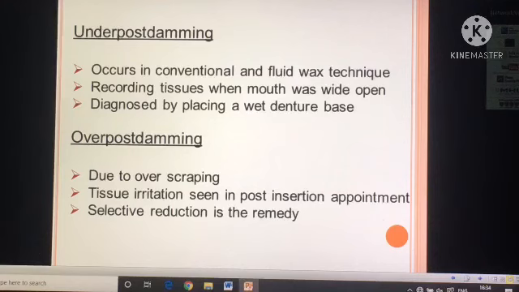And this under post damming can be diagnosed by placing a wet denture base into the patient's mouth. Once you place it, place a mouth mirror at the posterior border and look for any air bubbles escaping. If there is an air bubble, that means there are minute spaces present. So you have to correct it. In over post damming, due to over scraping of the master cast, there is increased depth of the posterior palatal seal. That will result in tissue irritation, and the remedy is selective reduction.